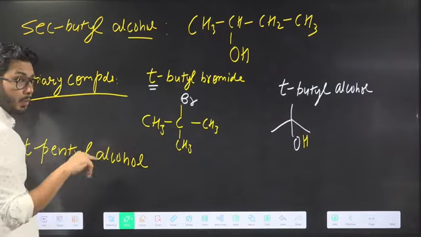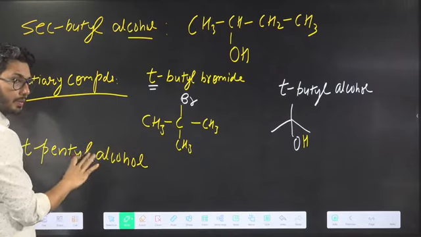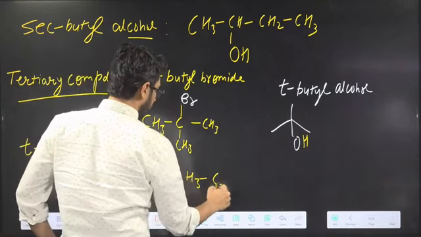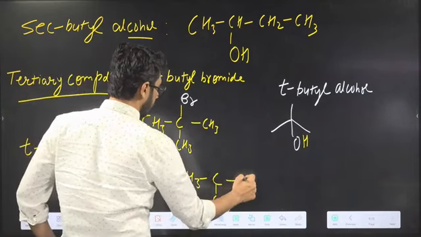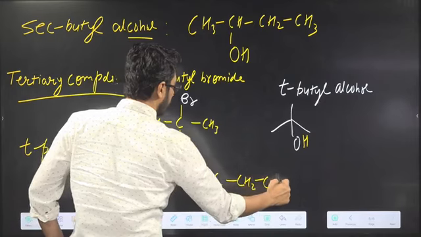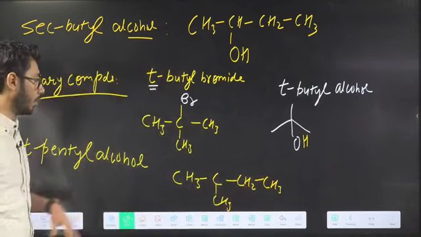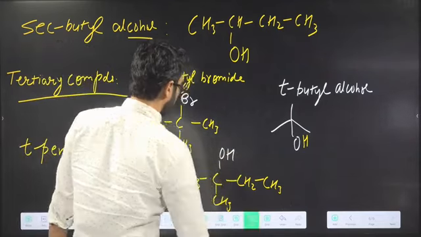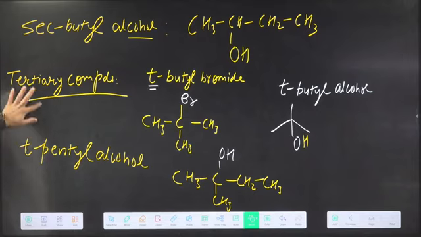Tertiary means whatever group is there, it will be bonded to tertiary carbon. So firstly draw the tertiary carbon, 4 carbons completed. Then add 1 more carbon, and it is generated. With the tertiary carbon, which is now bonded to OH, this is tertiary pentyl alcohol.